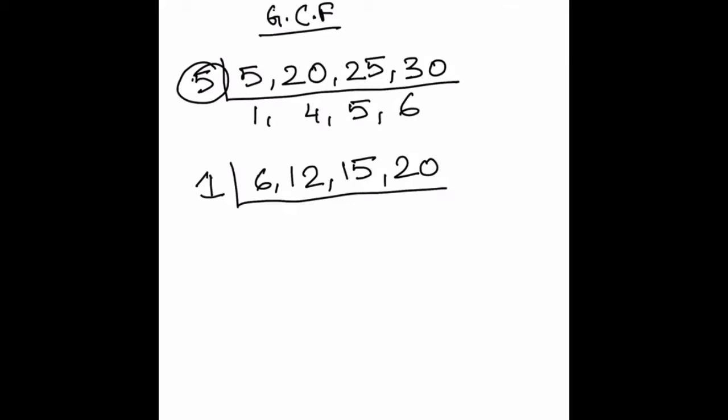But because we can't come up with any other number other than 1, the set of numbers 6, 12, 15, and 20 have no greatest common factor because we can't find one number that would divide all of them.